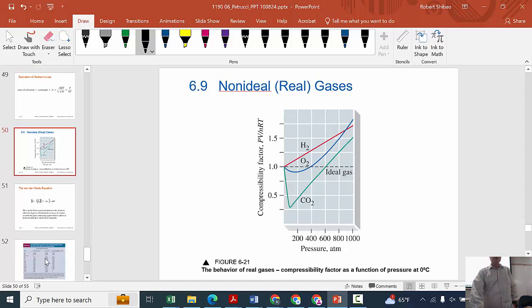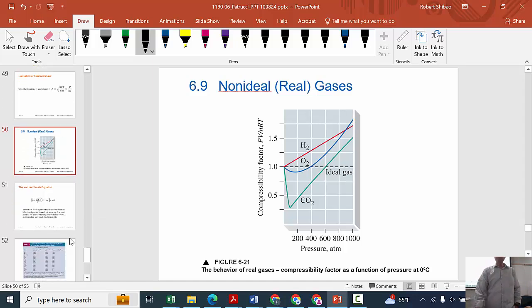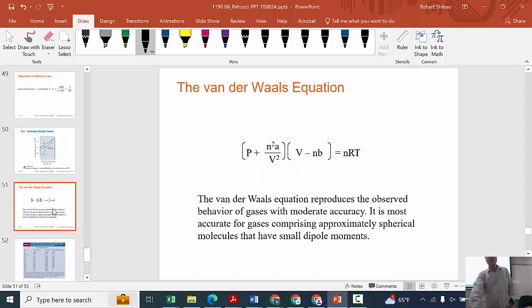There are 2 things that cause these deviations, and we can model these. The ideal gas law won't fit this curve, or this curve, or this curve. So we try to come up with an equation that fits these curves. And it's not a simple equation because the equation has to fit hydrogen, oxygen, all the gases. And so this is just one of the equations.